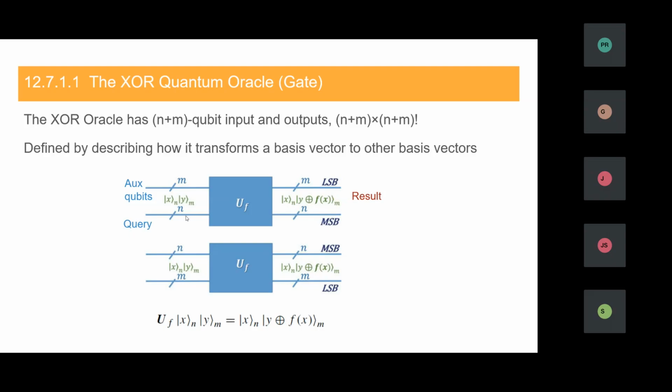So if you look at this, the query, the input, is given on the most significant bits, right? And the result is observed on the least significant bits. Okay, so this is what it is. So this is where I observe the result.